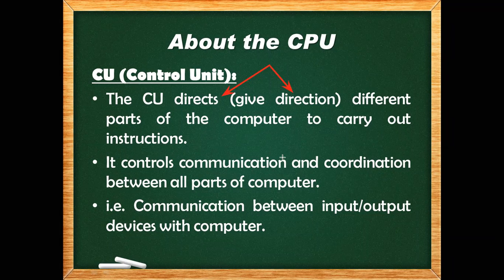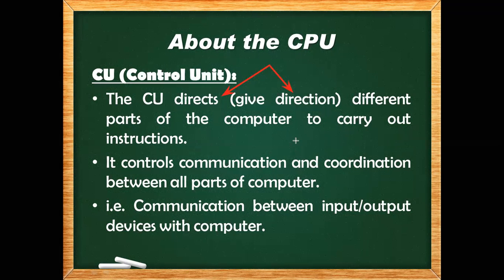So the CU directs different parts of the computer to carry out instructions. For example, you play the song. The song will come out from the printer, from the screen, or from the speaker? From where will it come out? The speaker. So the song is coming out from the speaker.